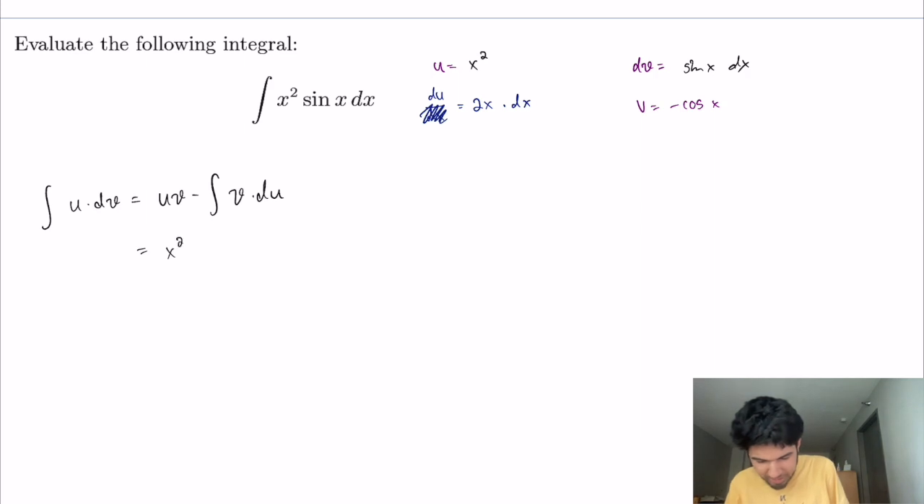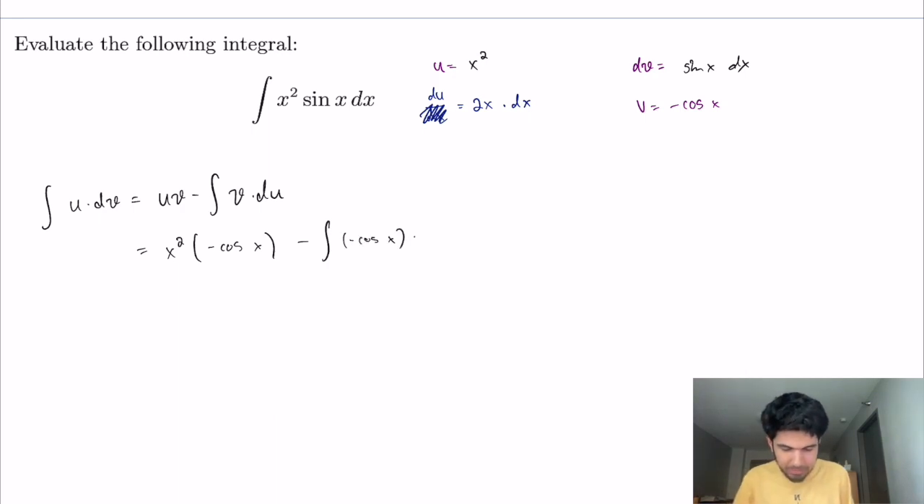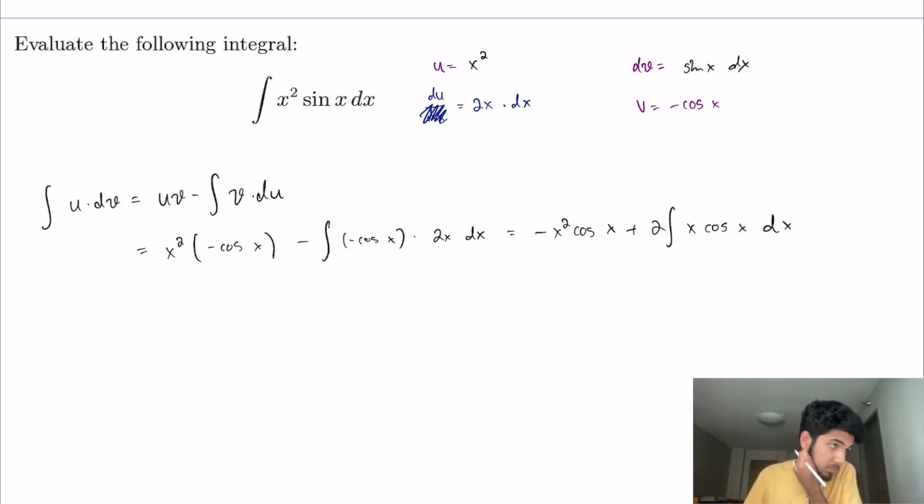U is x squared, v is negative cosine of x, minus the integral, v is negative cosine of x, times du, which is 2x dx. We can combine these negative signs into a plus sign. So this is equal to negative x squared cosine of x plus 2 times the integral x cosine of x dx. Okay.